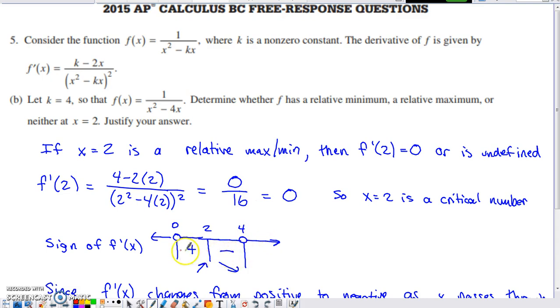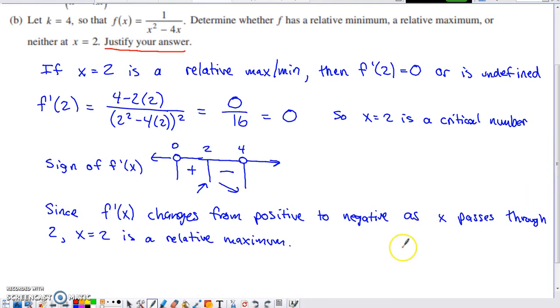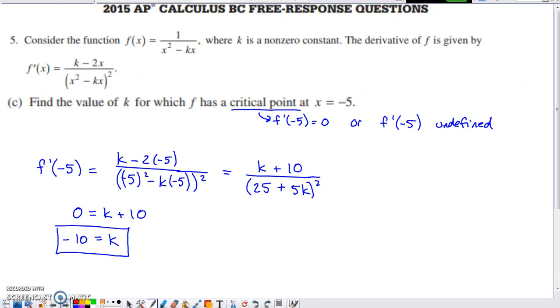But if you test the sign of the derivative on either side of 2, you get a positive to the left and a negative to the right. That does tell us we have a max at 2, but as I'm sure as you've been prepping for the AP exam, you've heard, when you justify, you can't let the sign chart be that justification. So just verbalize what the sign chart tells you. So f prime changes from positive to negative as we pass through the x value of 2. Therefore, we have a relative max at 2.